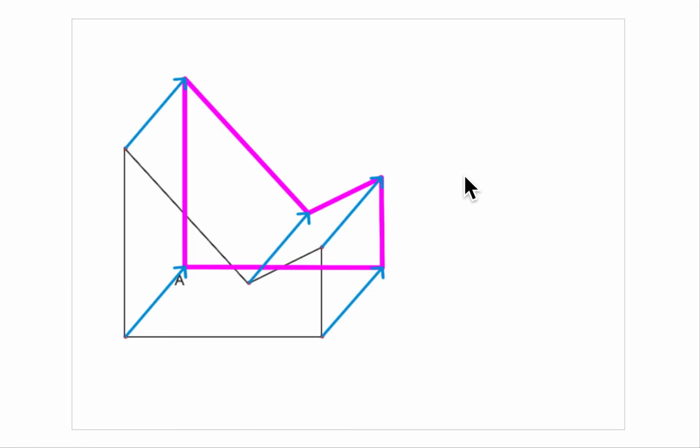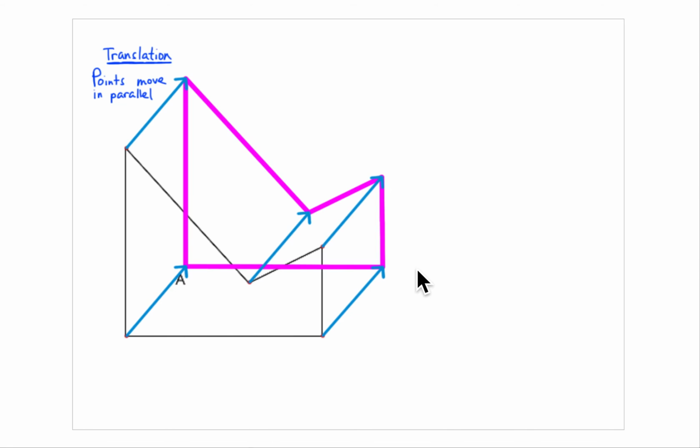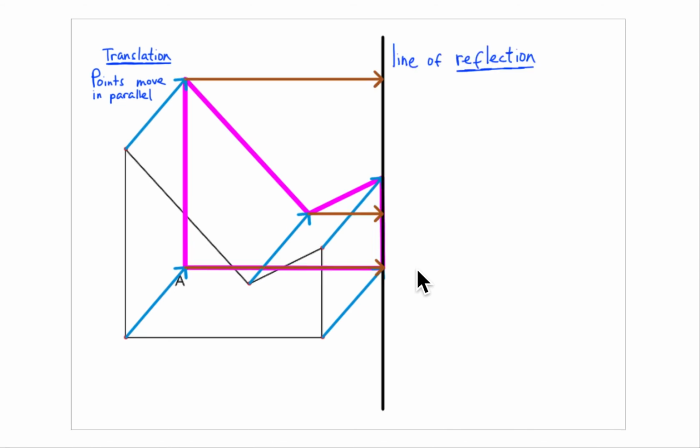So the first one says, take this image and do a translation and a reflection. A translation means just move every point in a parallel direction. They all have to move the same distance and in parallel to each other. You could move them vertically or horizontally; I just moved them at a diagonal here. You can do it any way you want, but all the points have to move in the same way. Next is a reflection.